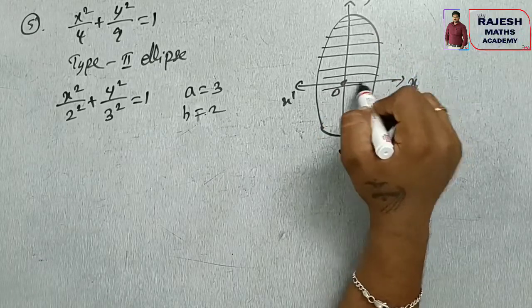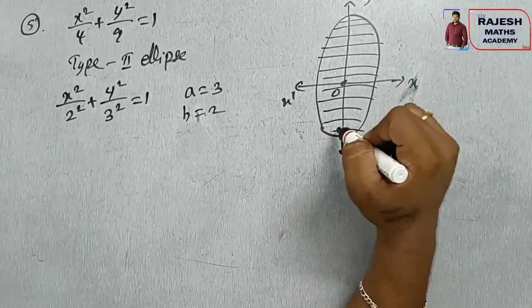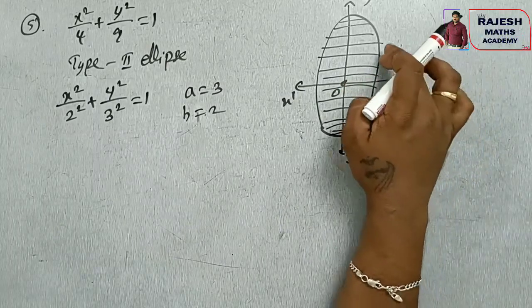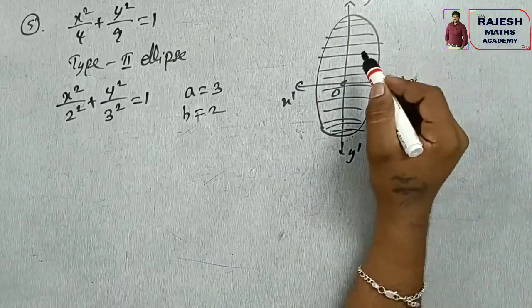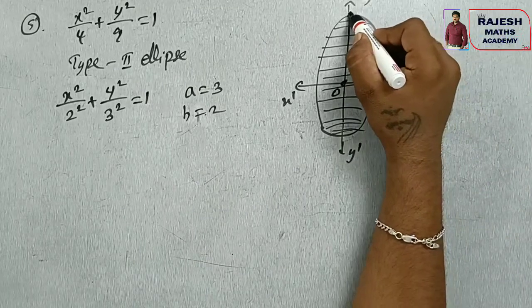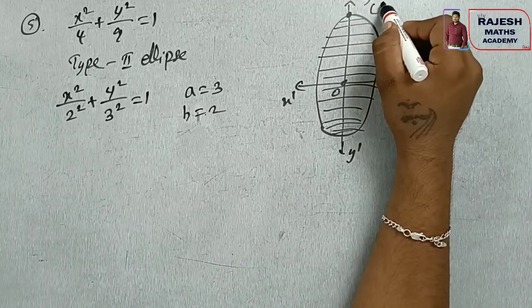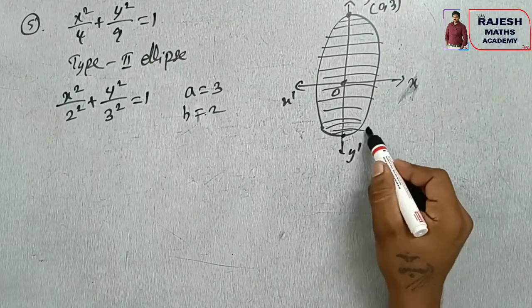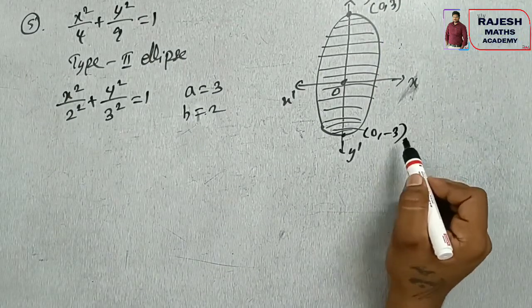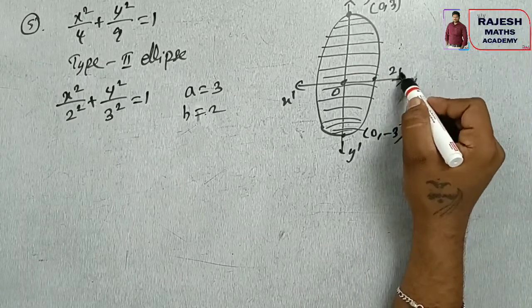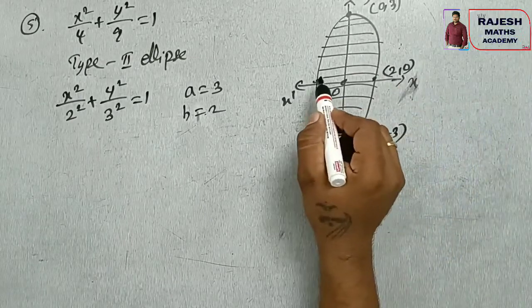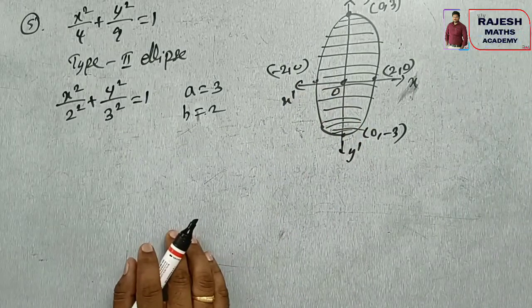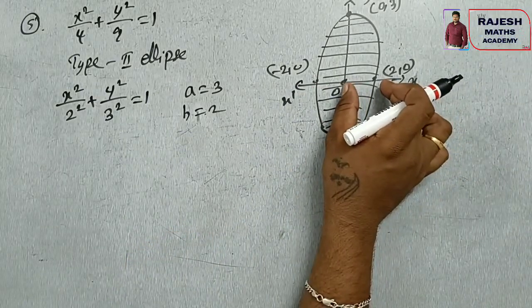Total area, we can calculate by two formulas. Along the x-axis we can identify, or along the y-axis we can find. Along the y-axis, what are the points? This point will be (0, 3). This coordinate will be (0, -3). This coordinate will be (2, 0). This coordinate will be (-2, 0). Clear?